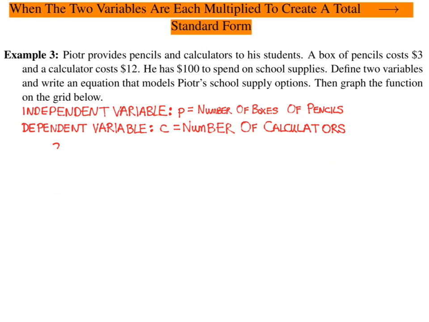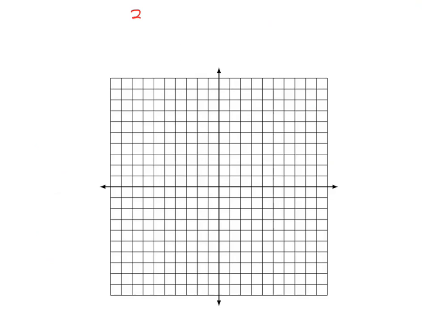Okay. To make the equation, though, it's just 3p plus 12c equals 100. Each box of pencils costs $3. Each calculator costs $12. And if you add up the pencil cost and the calculator cost, it has to be 100, because that's all Piotr has for his school supply budget. Okay, so for a graph, the equation 3p plus 12c equals 100. And this is in kind of standard form style, so we can do it faster by doing intercepts. Make a graph faster by doing intercepts.